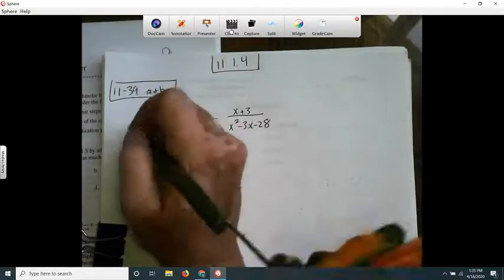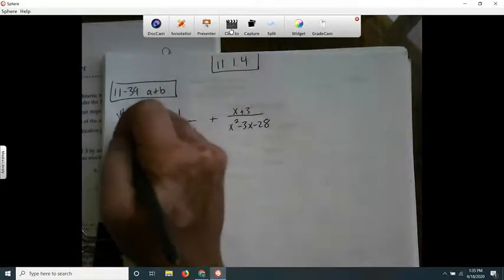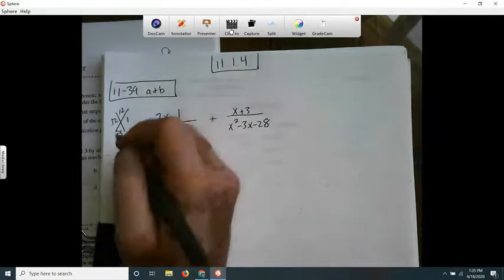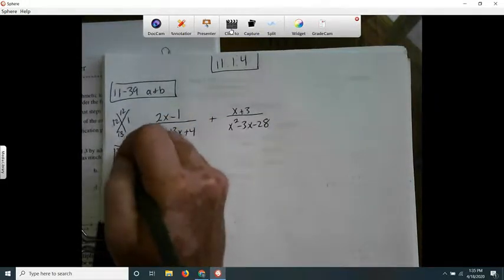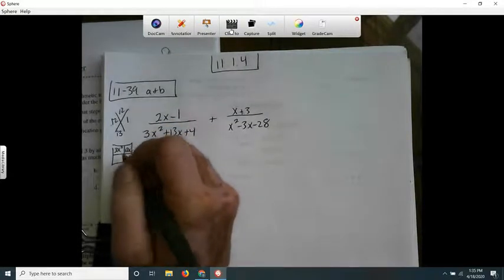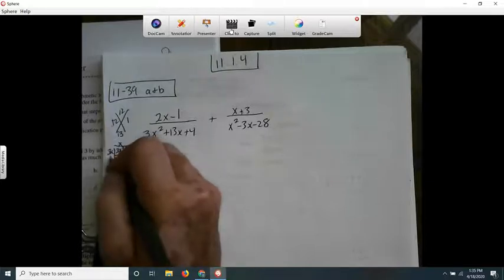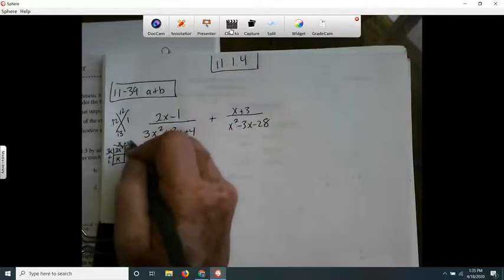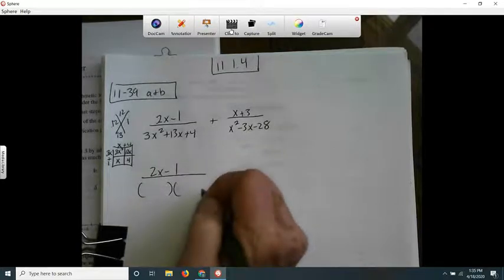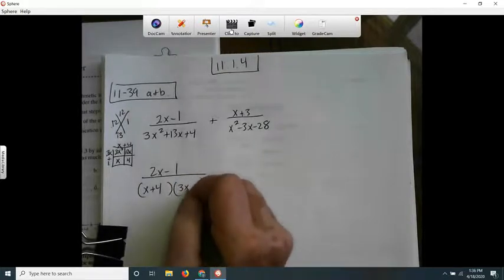So 3 times 4 is 12. So I'm looking for something that multiplies to make 12 and adds to make 13. So, 12 times 1. So when I factor, I get x plus 4 and 3x plus 1.